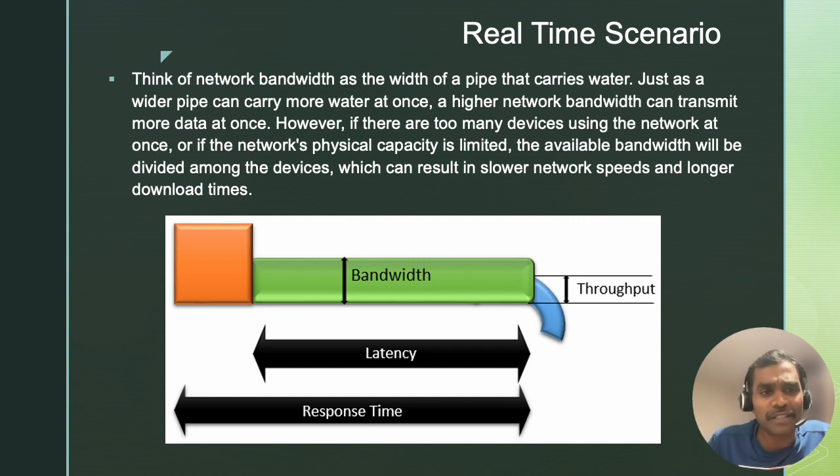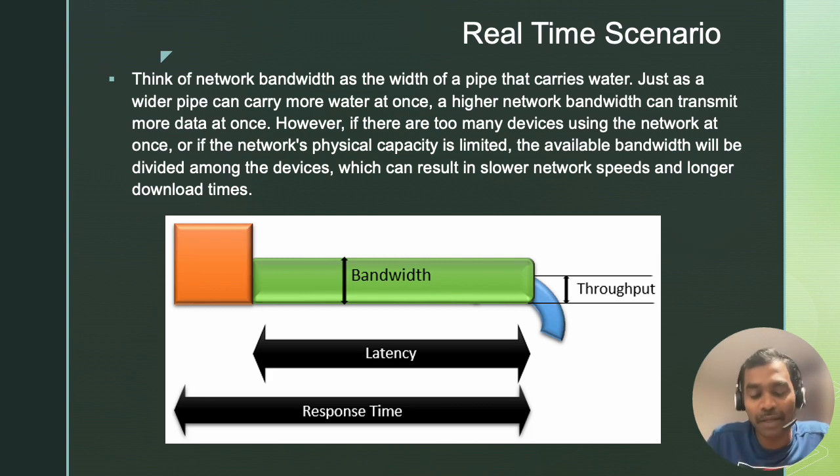Let's talk about the same way. There are so many devices in the network, physical capacity is limited, and the available bandwidth is also divided among the devices. This is where the network speed goes down and download times go up.